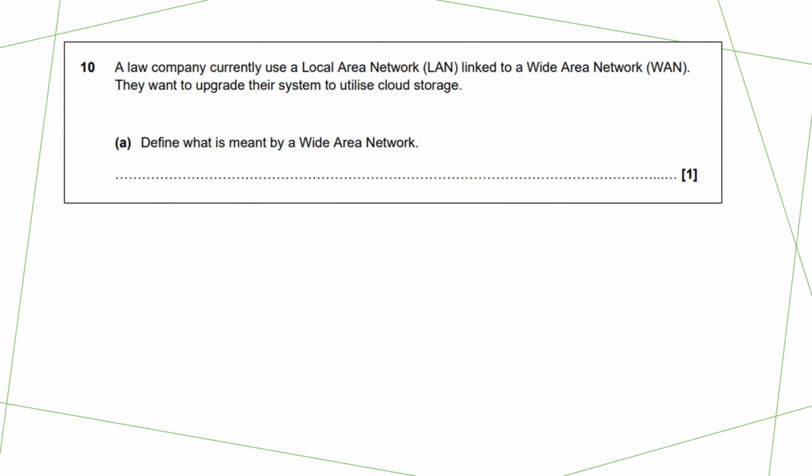Question 10. A law company currently use a local area network linked to a wide area network. They want to upgrade their system to utilize cloud storage. Define what is meant by a wide area network. So during your studies, you'll have learned definitions of wide area network, probably features of what actually becomes a wide area network. Try and write a definition for this now, and then we can move on.